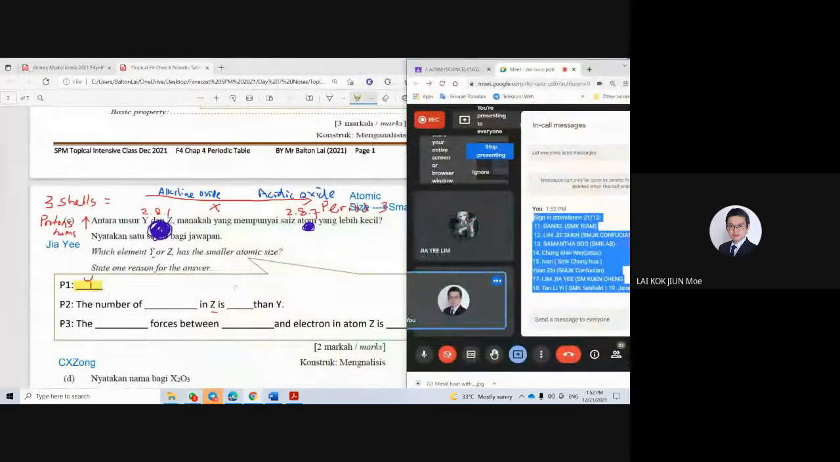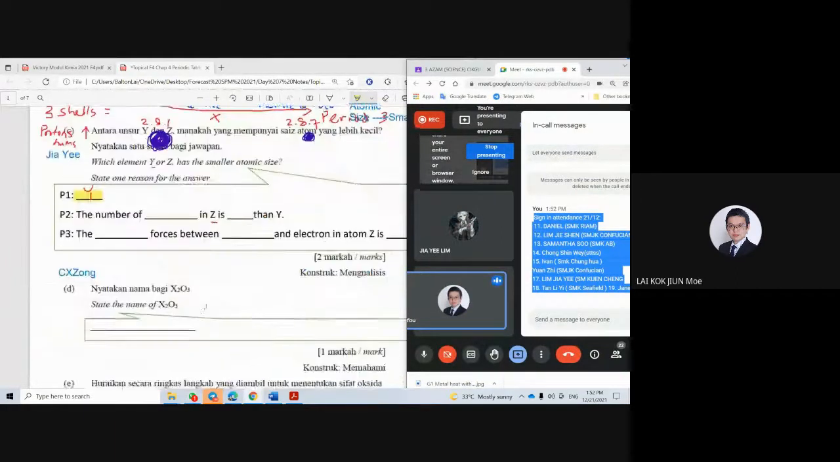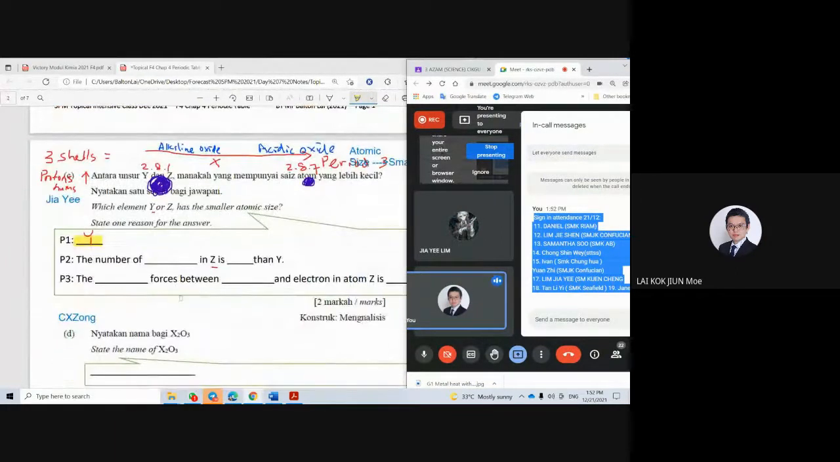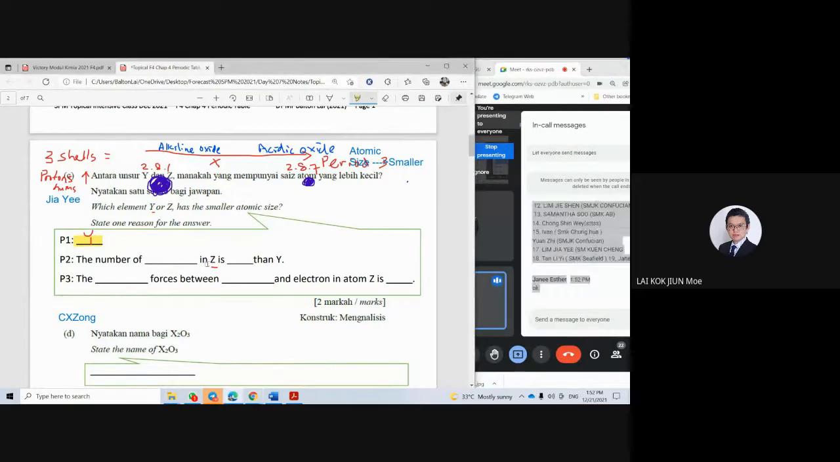Okay, so Jenny, later you get back the answer from Mr. Lai. Now we are going to page 2 already, Jenny. Okay, so Jia Yi, continue. Y is the one smaller. The number of what in Z is what than Y? Electron. Number of electron.